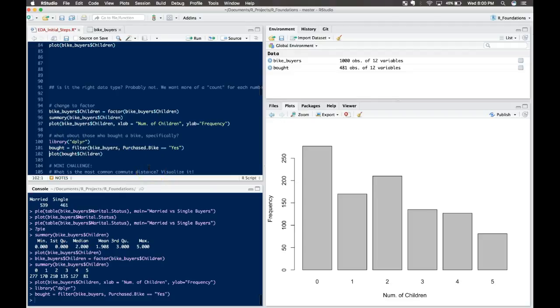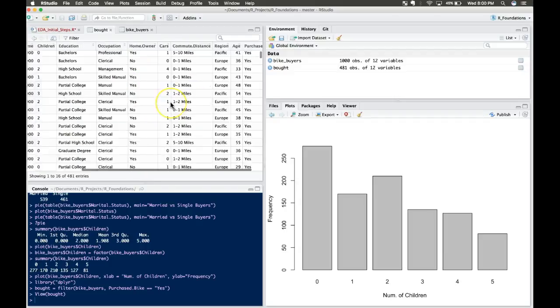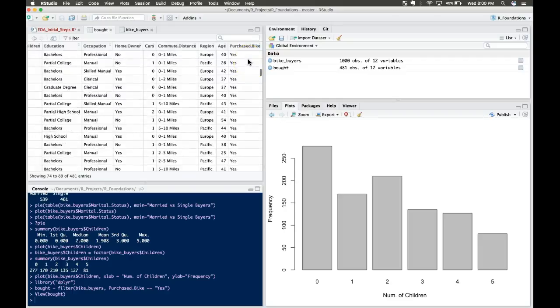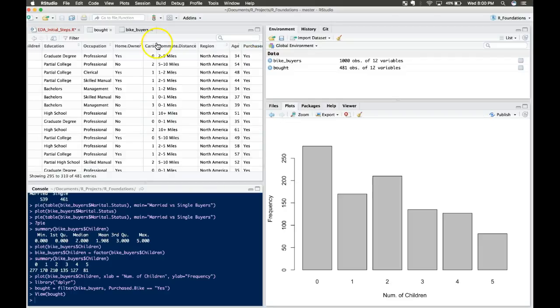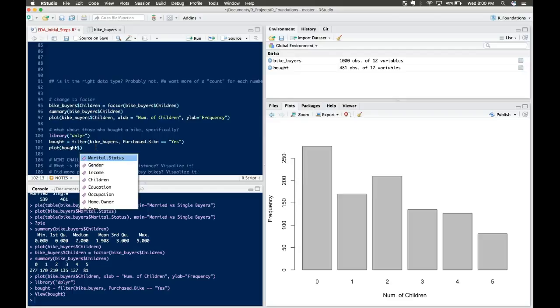Let's go ahead and run that, the bot, and we're going to plot bot. Let's look at bot real quick. So it has all the data we want in here, all the same columns, but this time all of these are yeses. So that could lead to some pretty interesting analyses. So I'm going to get rid of that and plot bot children. It sounds terrible when you put it that way.